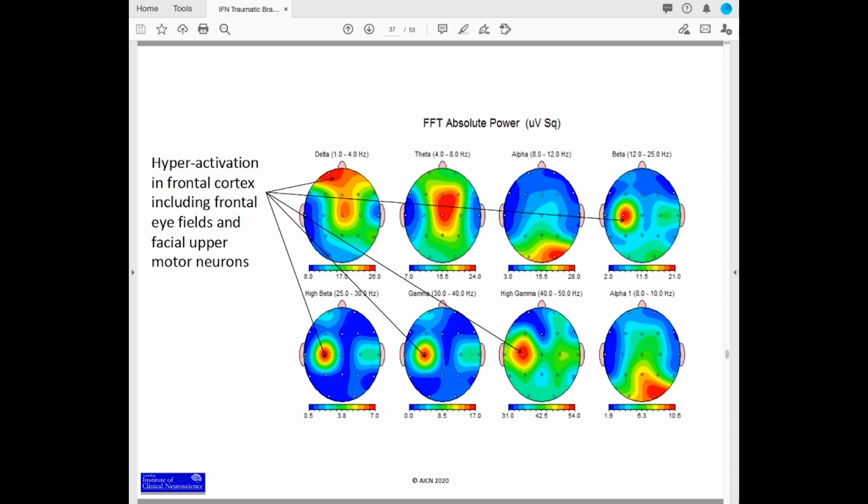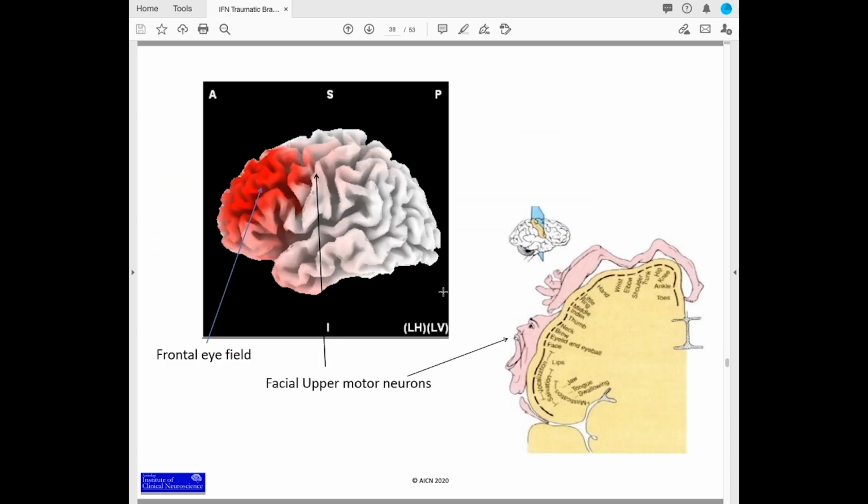So we see these areas here were the areas of facial movement, and these areas here are the frontal eye fields. Now, this was her Loreta. You can see the widespread areas of injury here. This is the frontal eye field area. This is the face movement area.